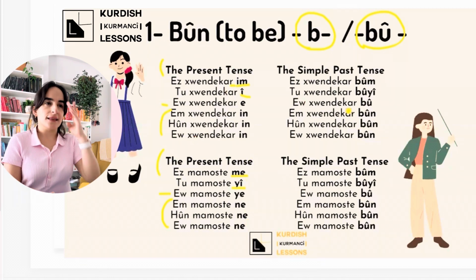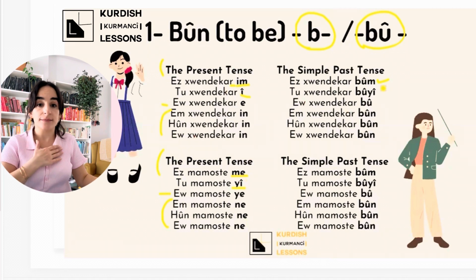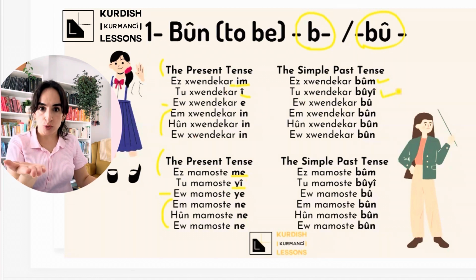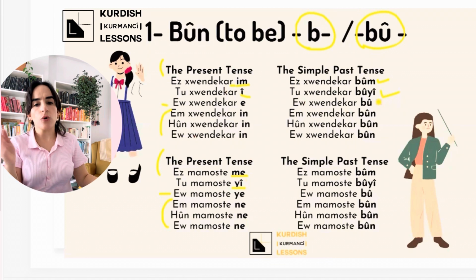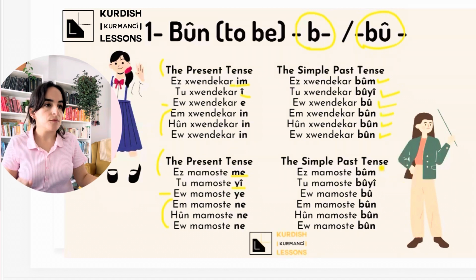And for the past tense, luckily, there is no such rule. You always use the same form. So khwandekar bum, I was a student. Tu khwandekar buyi, you were a student. Ew khwandekar bu, he or she was a student. Hun, ew khwandekar bun. We, you, they were students. Same thing for mamoste. Mamoste bum, mamoste buyi, mamoste bu, mamoste bun. Okay? So this is for bun.